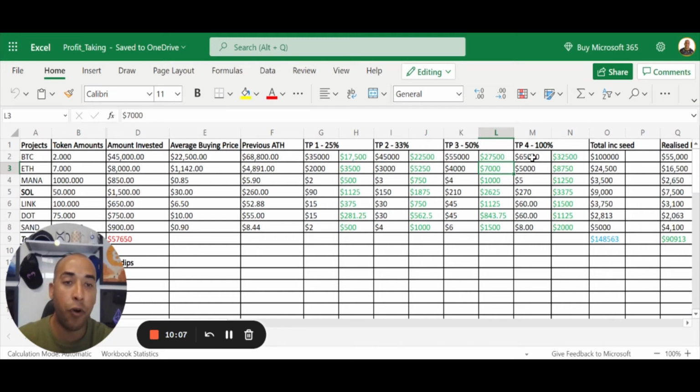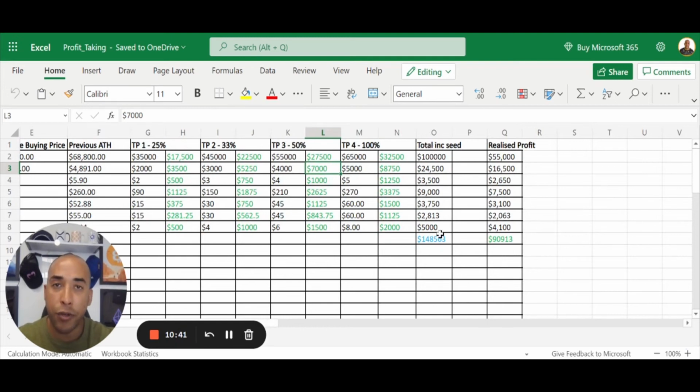So my take profit 4 at 65,000 is less than the previous all-time high. My 5,000 on take profit 4 for Ethereum is just over the previous all-time high. Okay, my $270 is just over $260 with Solana. And I've done this because I believe in these projects. I expect them to at least reach take profit 4, but realistically, I expect them to go a lot higher than that. So what you want to look at next is the total including seed.